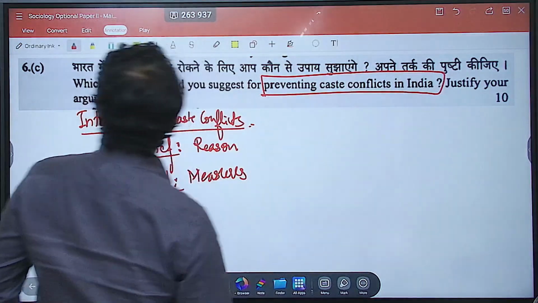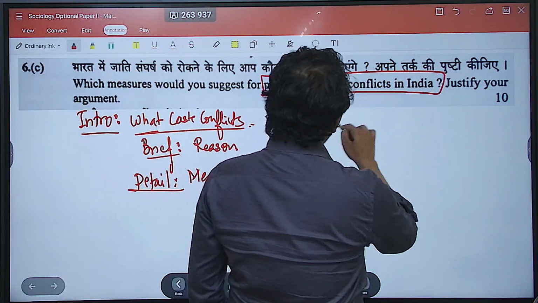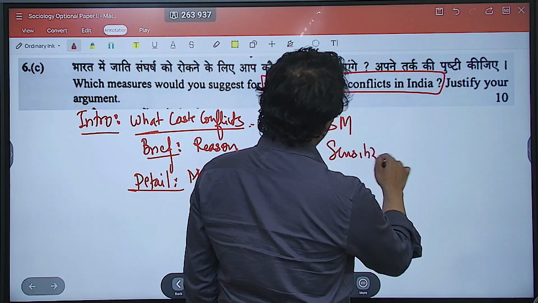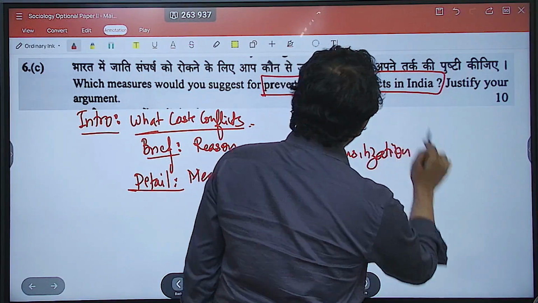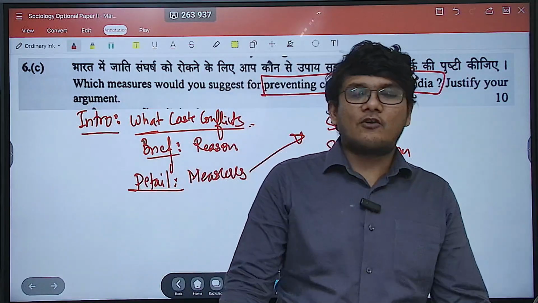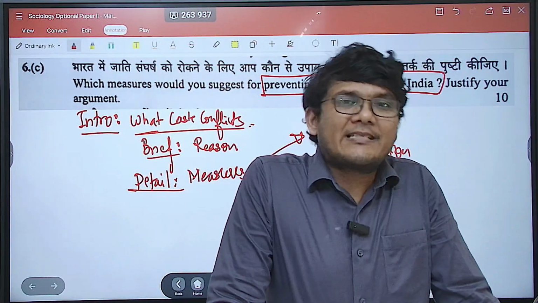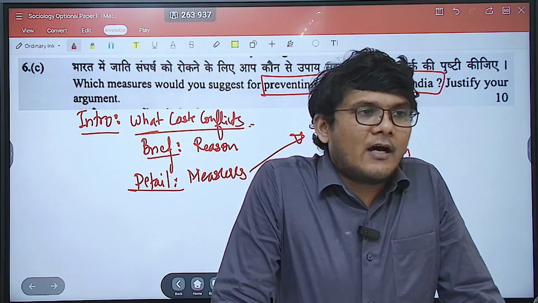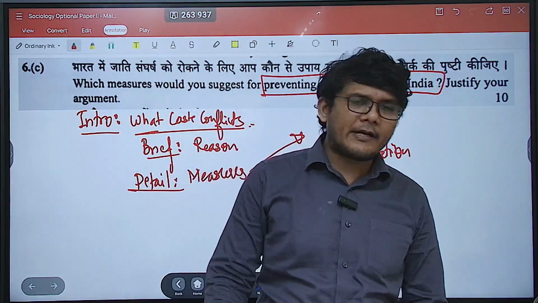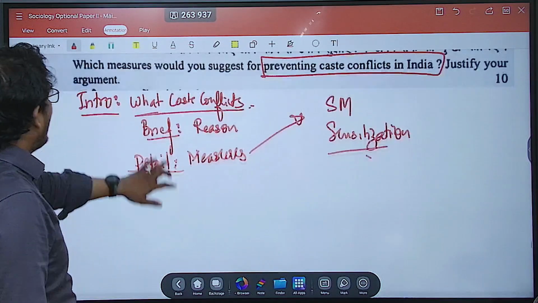Then you have what measures would you suggest? Measures to suggest: provide for social upward mobility, provide for sensitization of the people, ensure that politicization of caste does not take place, ensure that antagonism of caste does not take place, and ensure that any caste based discrimination, etc., is prohibited through various different provisions. So you talk about the solutions and you conclude your answer.